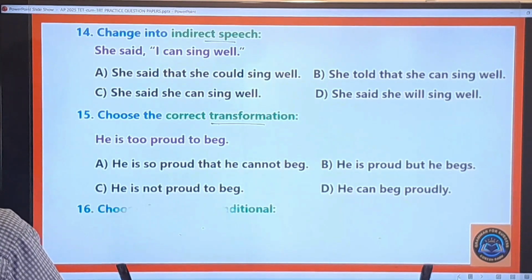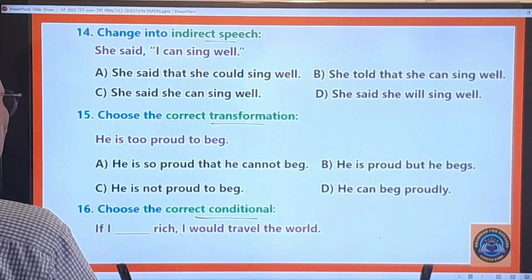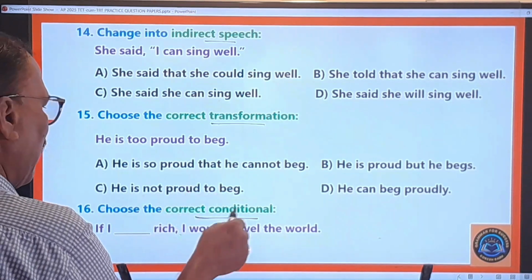You go to the 16th question. Choose the correct conditional. Okay. What is the sentence given here? If I dash rich, I would travel the world.